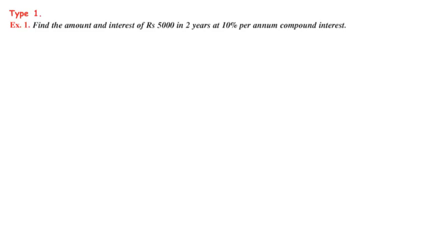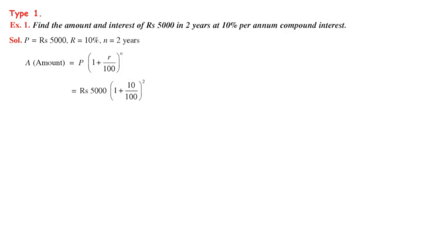So let us see the first problem. Find the amount of rupees 5000 in 2 years at 10% per annum compound interest. So here the amount I have to find out. Principal is given 5000, time is given 2 years, and rate of interest is 10%. So I use the formula for amount, which is P into 1 plus R upon 100, the whole power n.